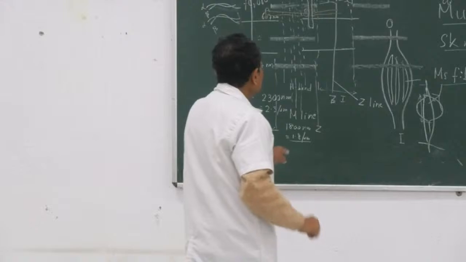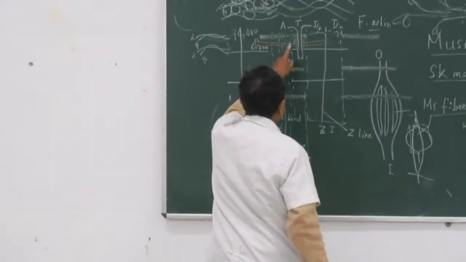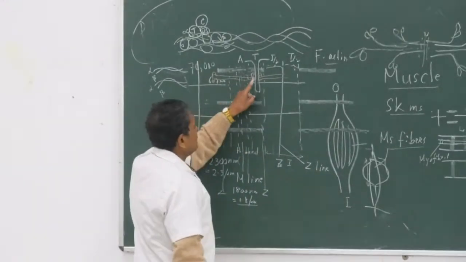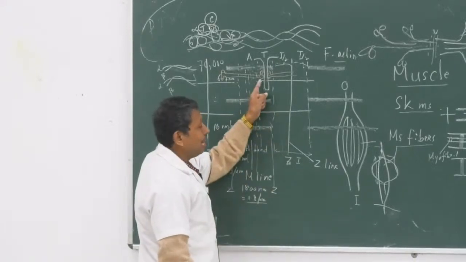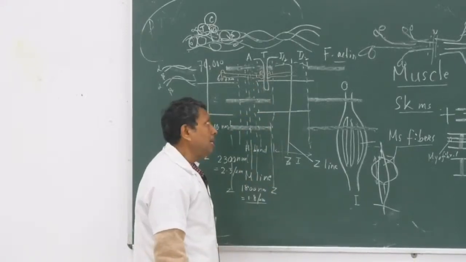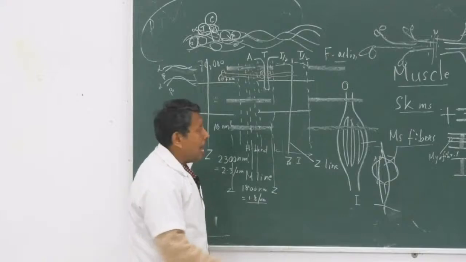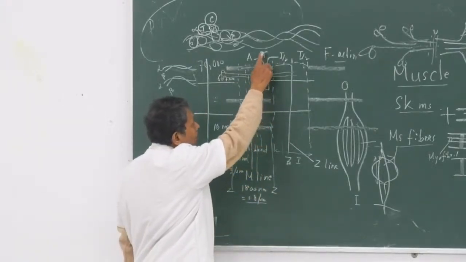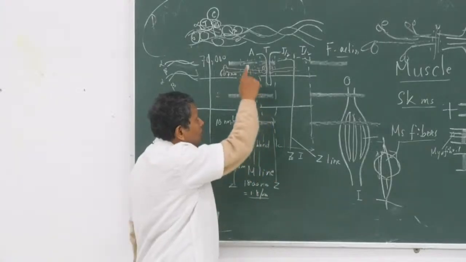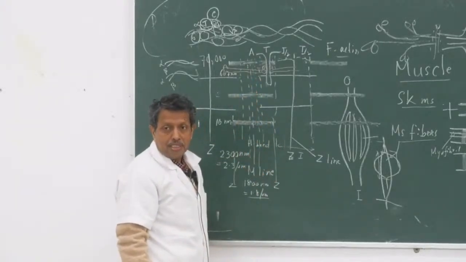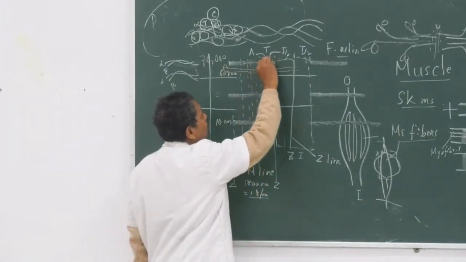Now, this sarcoplasmic reticulum contains the terminal part, called the terminal cistern. It is a relatively dilated part, well developed in skeletal muscle. Between these two there is the T-tubule, or transverse tubule, and it is communicated with the extracellular fluid. Together, they form the triad.